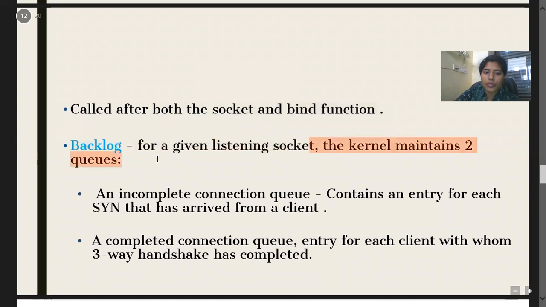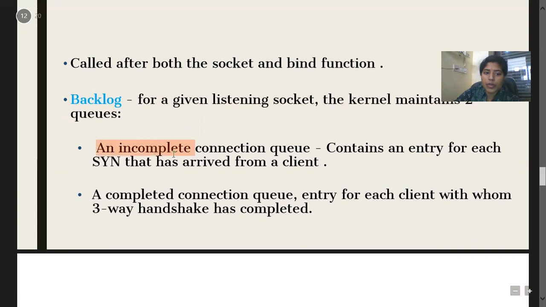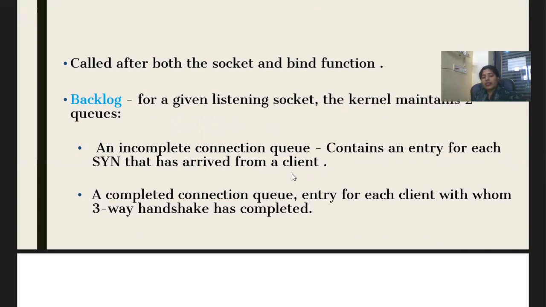For a given listening socket, the kernel maintains two queues. The first is the incomplete connection queue and the second is the complete connection queue. What is the meaning of a connection queue here? It means it is not only the first request, there might be several requests. The incomplete connection queue contains an entry for each SYN that has arrived from the client side, and the complete connection queue has an entry for each client with whom the three-way handshake has been completed.